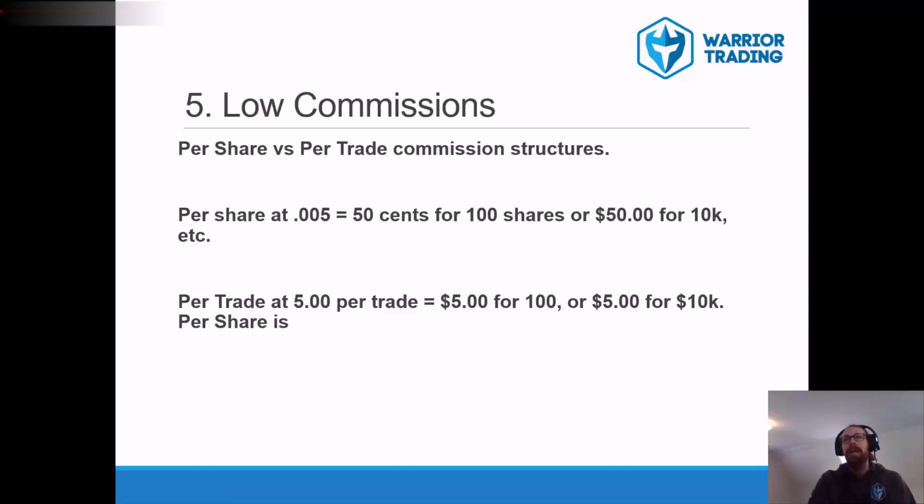Once you're trading more than 1,000 shares, per share is going to be too expensive, and you usually want to switch to per trade. Now, you can usually sign up at a per share commission structure and then switch to per trade a few months down the road. You can't flip-flop a lot, but you can make a switch and let them know. That's usually not a problem.